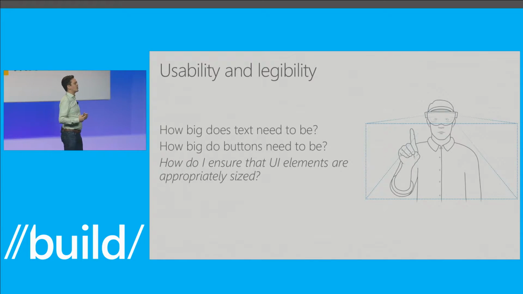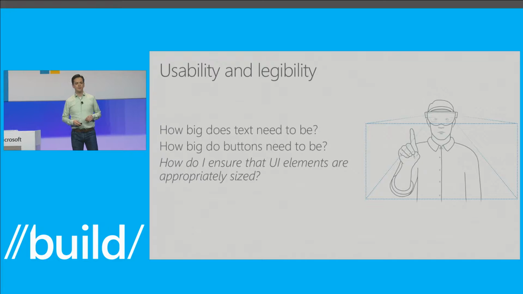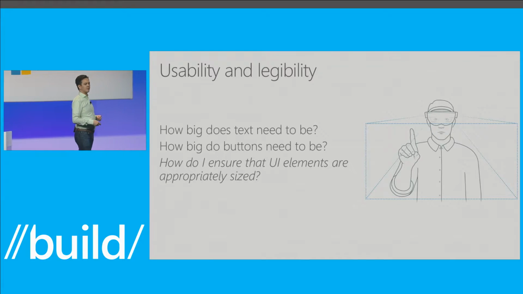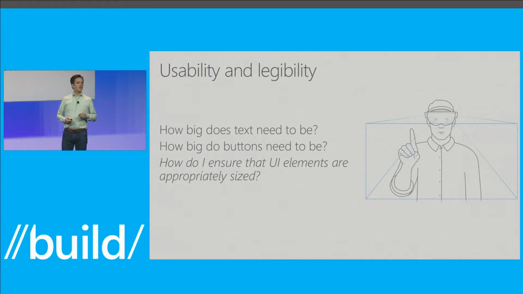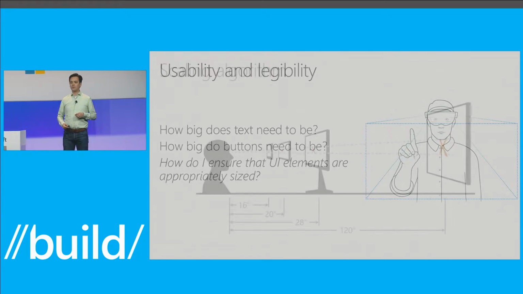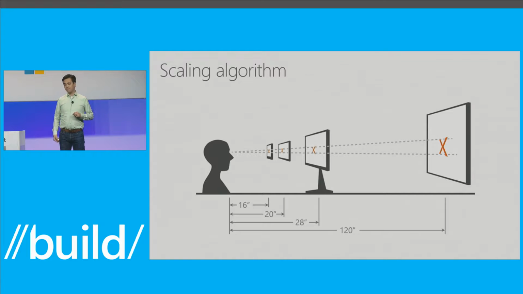This really boils down to one question, which is, how do I ensure that UI elements are appropriately sized? As seasoned Windows developers, this is probably a familiar question to you that you've already worked through on other devices, when you move to high DPI, when you move to big screens and small screens. So we worked really hard to make sure that you could utilize the existing code that you use to work around these problems. There's two techniques that I want to show you.